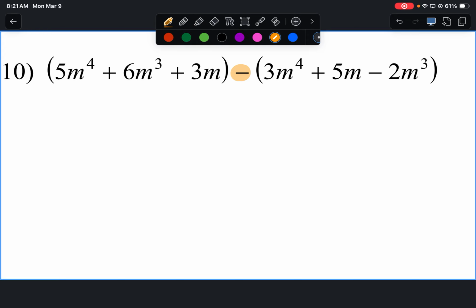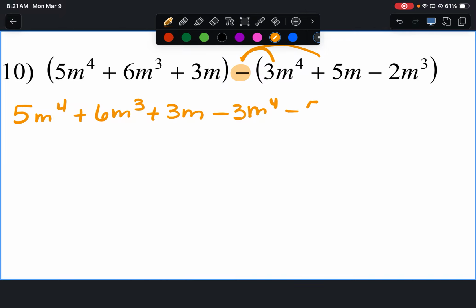When we subtract, does it change anything in the first polynomial? No. So we just bring it down. 5m to the 4th plus 6m to the 3rd plus 3m. But when we subtract, signs do change, right? So a negative and a positive makes a negative, so we get negative 3m to the 4th. A negative and a positive is going to make that negative 5m. But a negative and a negative make a positive 2m to the 3rd. And then we do the same thing to put it in standard form. What do we need to write first to put this in standard form?